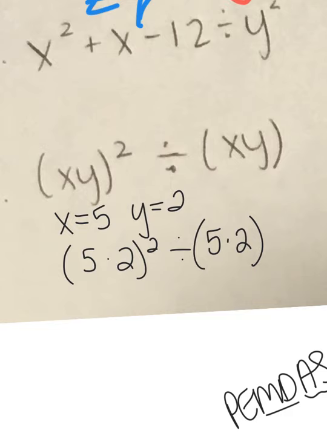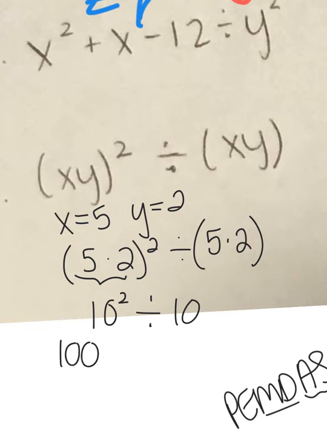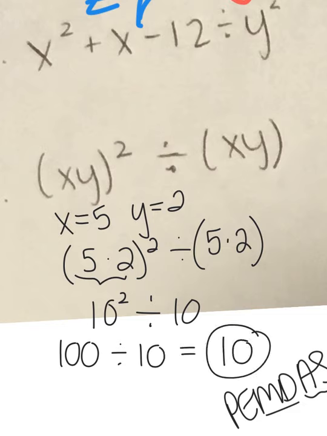Now let's take care of this in orders of operations. When I'm looking at my PEMDAS there, my parentheses need to be taken care of. So I need to do 5 times 2, that's 10. And then 5 times 2 over there is also 10. So I have 10 squared divided by 10. Now I can do exponents. 10 squared, that's 100, divided by 10 gives me an answer of 10 like that.